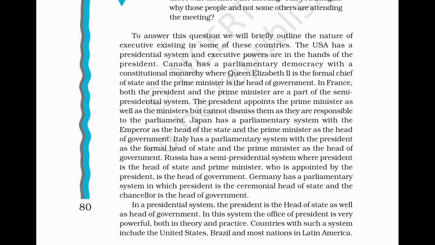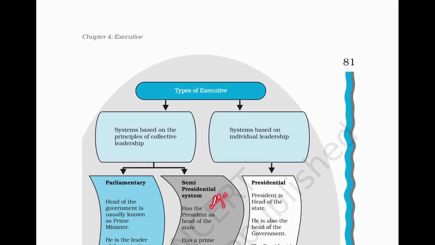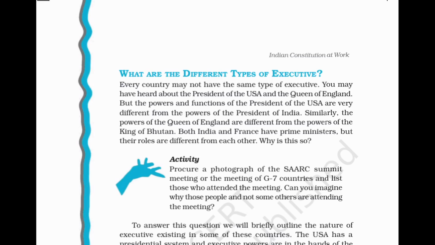France में कैसा system है? President and prime minister are part of the semi-presidential system. So you get one example here, that is of France. ये US हो गया, ये इंडिया हो गया. ठीक है? These are just one set of examples.